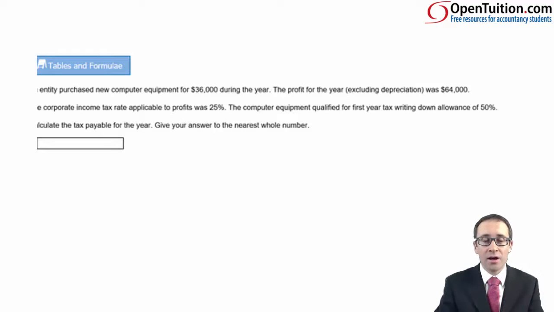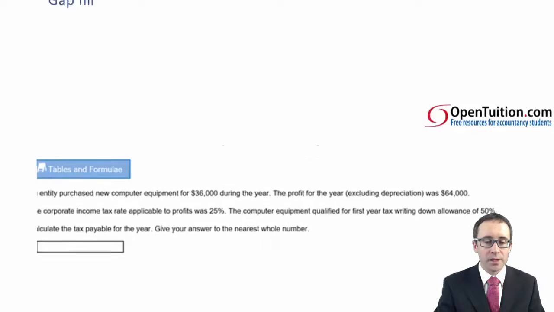Again, I think you can see there, can't you, that it says give your answer to the nearest whole number, okay? If it wants it as decimals, then it will tell you to 2 decimal places or something similar.